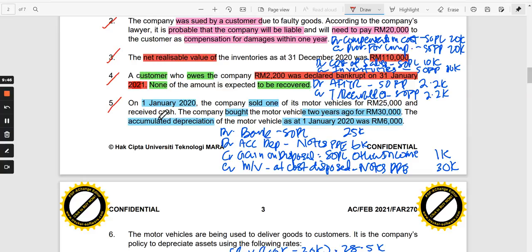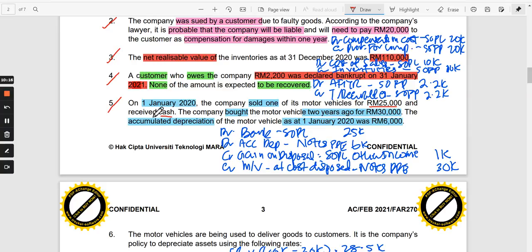Next, on 1st January 2020, the company sold one of its motor vehicles. So this is a derecognition, and that was for cash. This is not a replacement, but a disposal, and that was for cash, 25,000. So that 25,000 is what you need to debit to the bank. You need to find what is the profit or the loss, and you need to also look at the accumulated depreciation that you need to go and eliminate, and that was given in this question.